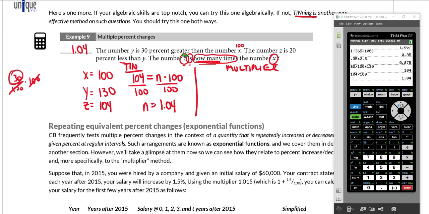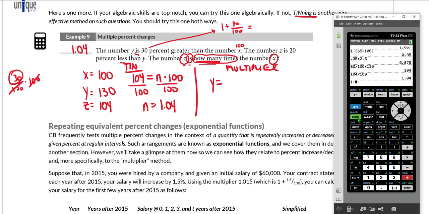That means that y is 130% of x, right? Y is 30% greater than x. That means that y equals 130% of x. If we're using that multiplier formula, this is just going to be 1 plus 30%, right? There's the percent change. We do 1 plus that percent change over 100. And of course, 1 plus 30 over 100.